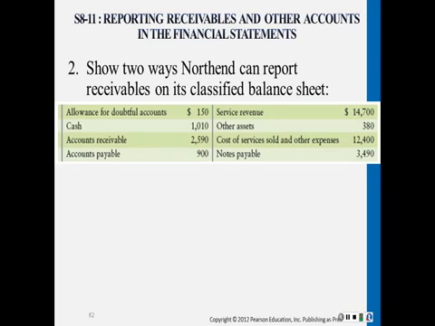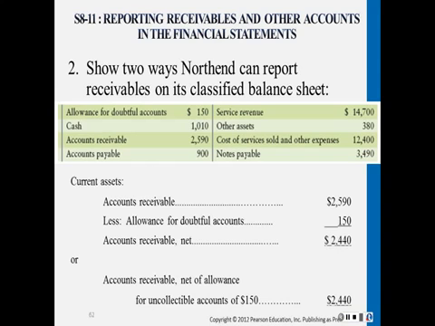Show 2 ways North End can report receivables on its classified balance sheet. 2 ways. Current assets, accounts receivable of $25.90 less the allowance for doubtful accounts of $150 gives us net accounts receivable of $24.40. Or accounts receivable net of allowance for uncollectible accounts of $24.40.